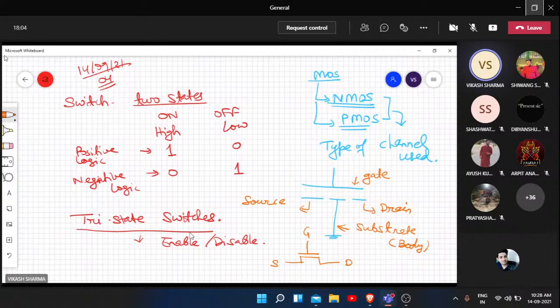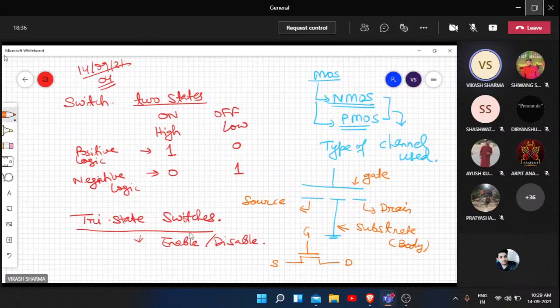Normally the substrate is not shown. You have also studied in the first semester the cutoff stage, the saturation stage, and the active stage for this MOS. Now, can someone tell me why MOS is preferred over BJT and FET?